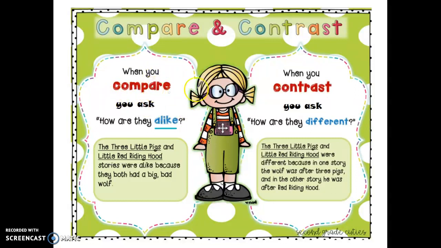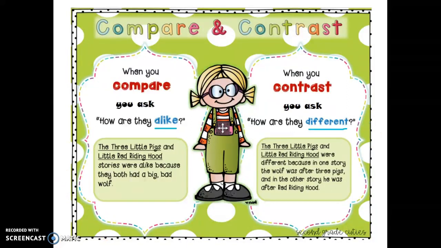That's comparing the stories. When you contrast the two stories, you ask yourself, how are they different? For example, the Three Little Pigs and Little Red Riding Hood were different because in one story, the wolf was after the three pigs, and in the other story, he was after Red Riding Hood. So this kind of gives you some examples of how to compare and contrast.